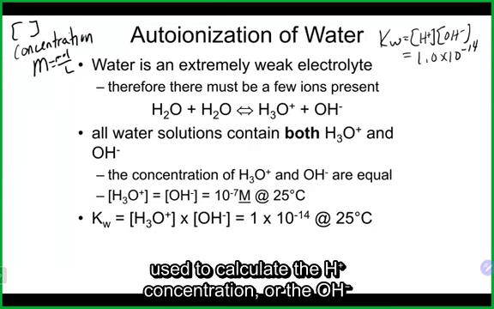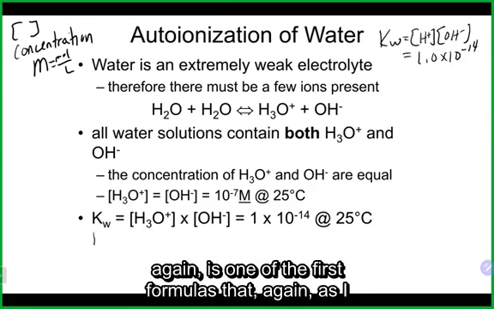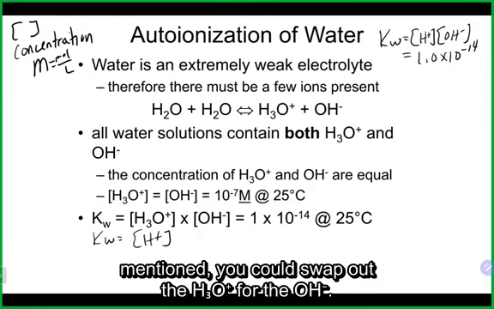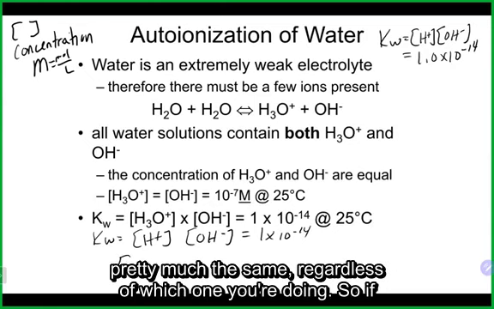This can be used to calculate the H plus concentration or the OH minus concentration if you have one or the other, basically. This again is one of the first formulas where, as I mentioned, you could swap out the H3O plus for the OH minus. It is the same thing. So good news is the calculation is pretty much the same regardless of which one you're doing.